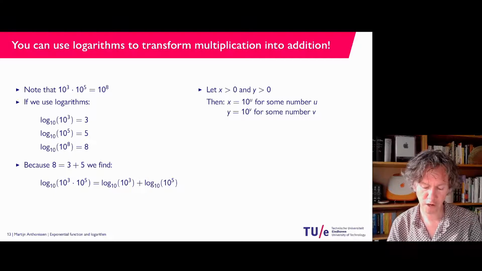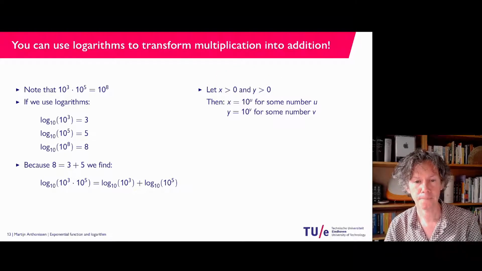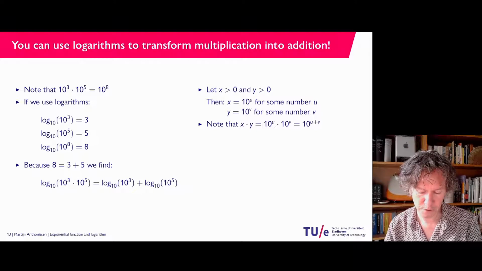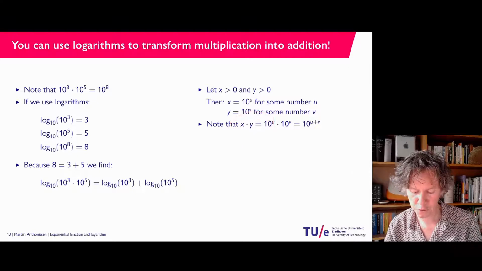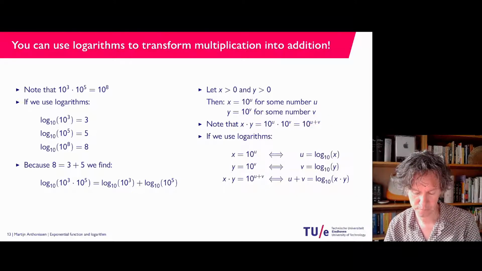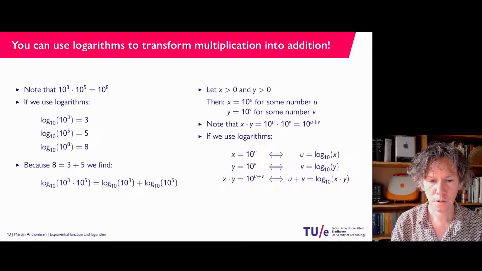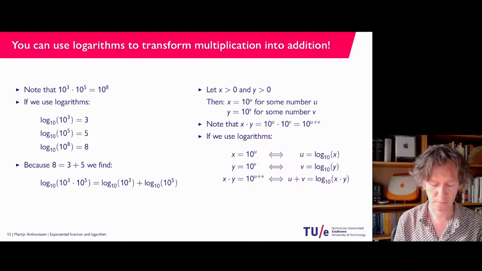So what you can do is, if you have two positive numbers, you could compute their 10 logarithms and call them u and v. Maybe you can look them up in a table. And then if you're interested in the value of x times y, instead of multiplying x and y, you can simply add u and v together. And then x times y is 10 to the power u plus v. So using logarithms, you can turn multiplication into addition, adding u and v together.